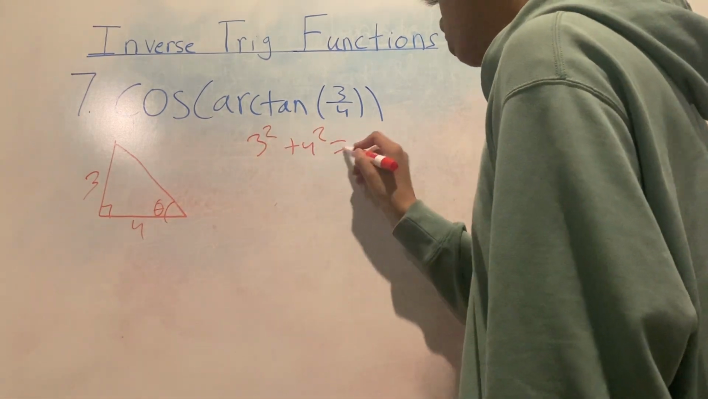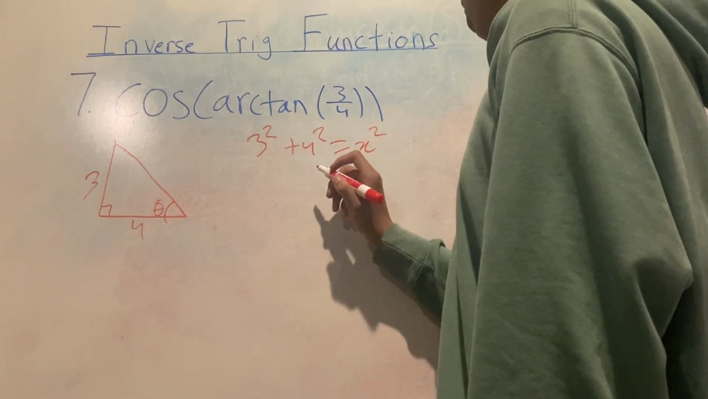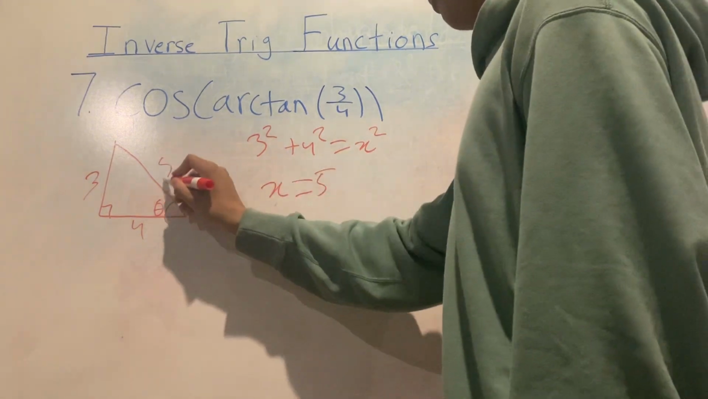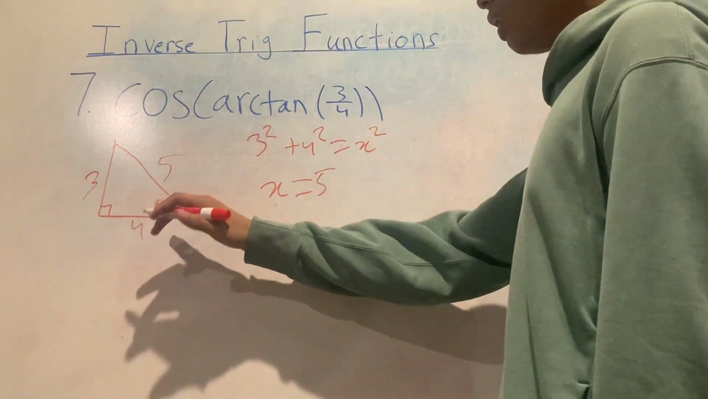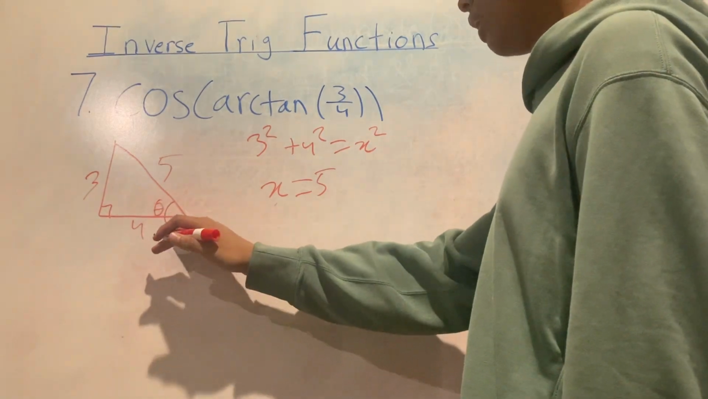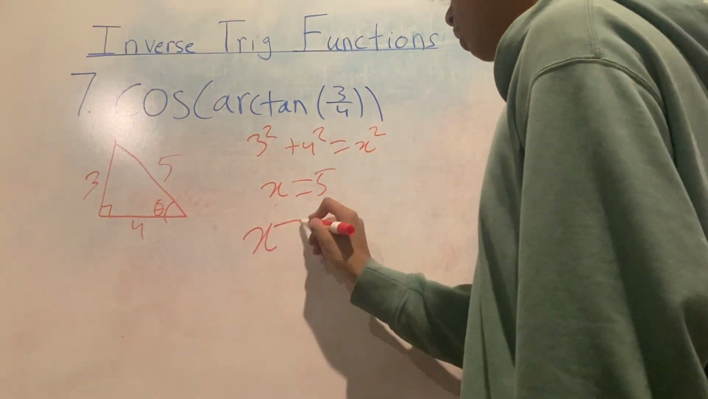So 3 squared plus 4 squared equals x squared. So 9 plus 16 equals 25, and the root of that is 5. So now we have to just find the cosine of theta, because this whole thing is inside the cosine function. Cosine is adjacent over hypotenuse, so the cosine of this theta is 4 over 5. So we know the answer is 4 over 5.